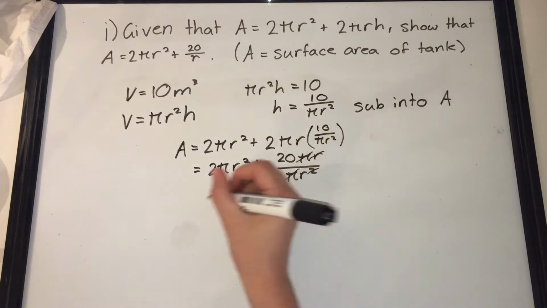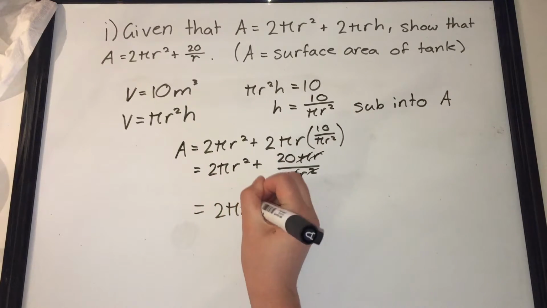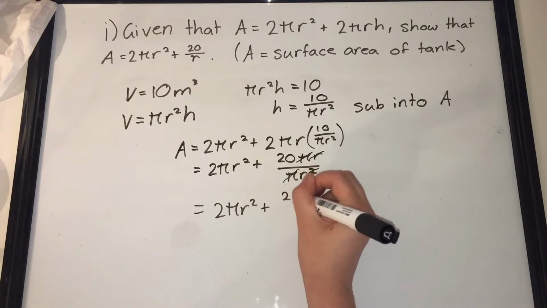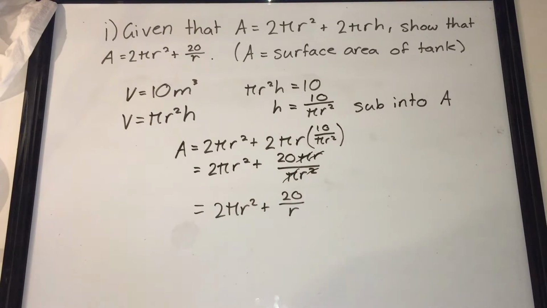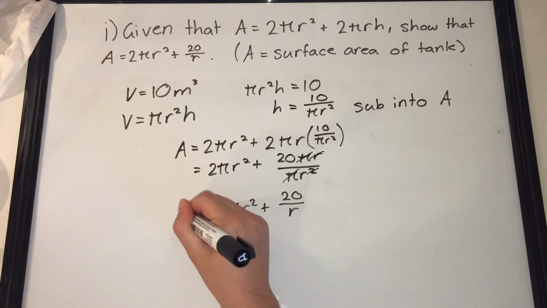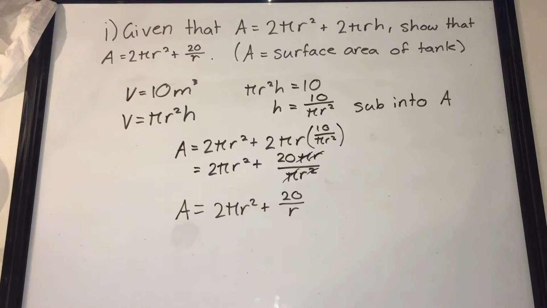You can cancel some of the pi's and the r's, and you end up with 2 pi r squared plus 20 over r. This is also equal to the equation that we are trying to prove.